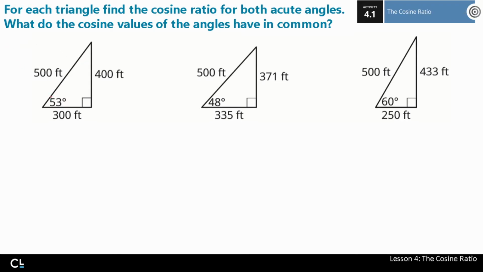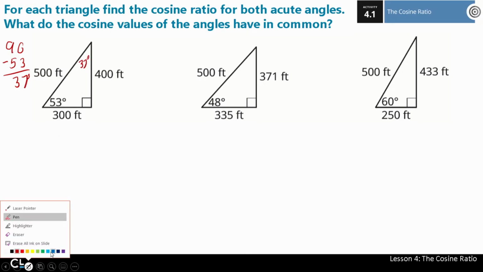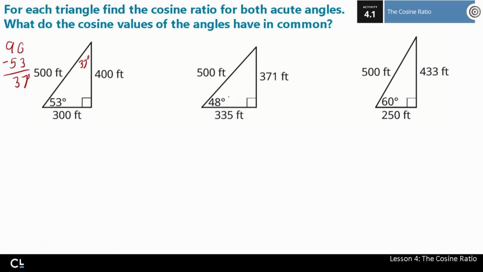So remember, these two acute angles in this triangle have to add up to 90. So we could say 90 minus the one that's there, right? So we could say 90 minus 53, and that's going to give me 37 degrees. Switch my color. And we're just going to do this step for all of them straight across first. Here we have 48. That's one of my acute angles, and the other acute angle is missing. So once again, 90 minus 48, right? That's going to give me 42 degrees.